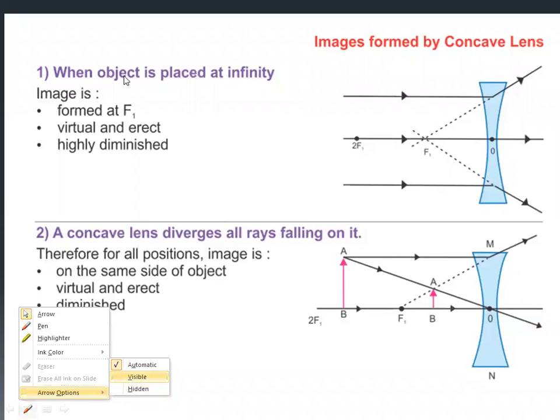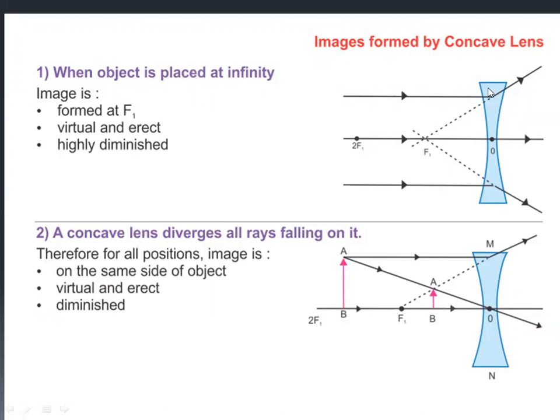So this is a concave lens. The object is at infinity, so the light rays come parallel to the principal axis. You can see here the rays are coming parallel to the principal axis, up and down both. Several rays come here. When they reach the lens, they get diverged. Diverged means they are not converged; they go away from each other.